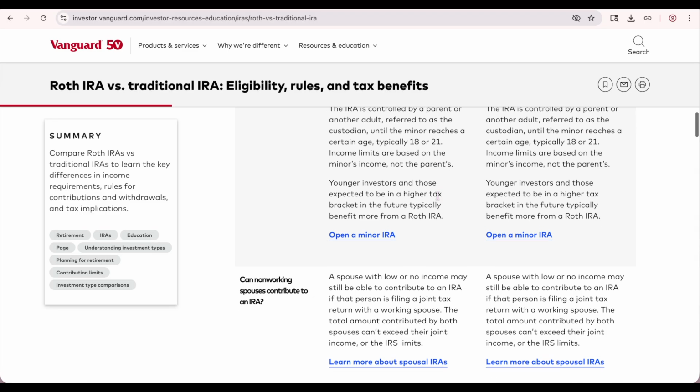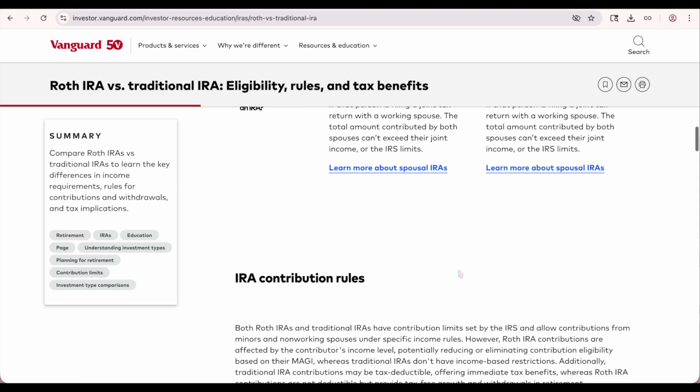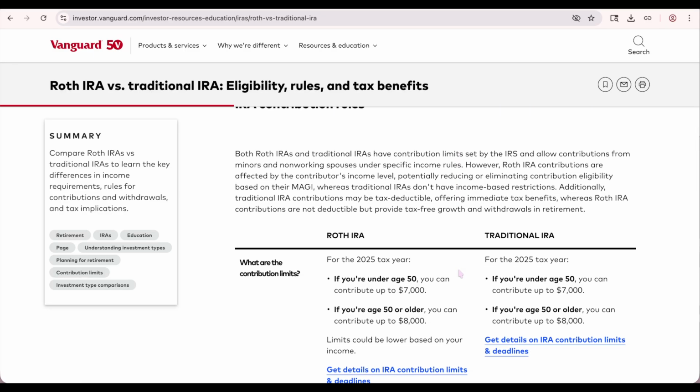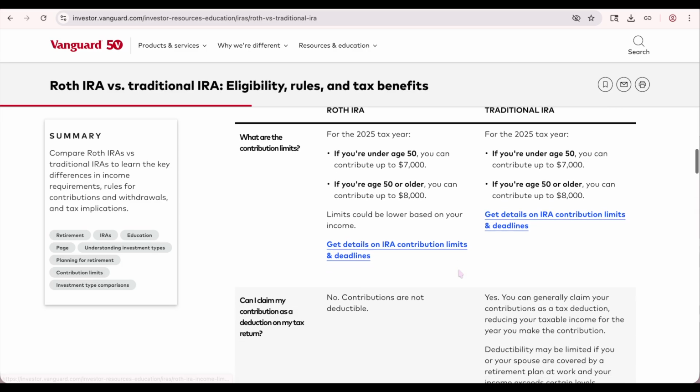Now, scrolling down, you can see where it's also talking about non-working spouses with the contributions to IRAs. For the most part, you'll see the similarities here. And then scrolling down is also discussing the contribution rules. Now, this is where it gets a little more specific on exactly how you'll go about understanding this information.